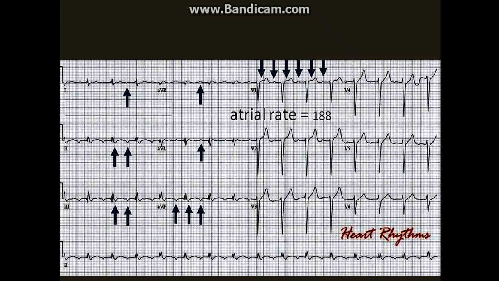What is this rhythm? Atrial tachycardia is typically defined as a regular atrial rhythm with a rate around 100 to 240 beats per minute with an isoelectric baseline. Atrial flutter, on the other hand, is defined as a reentrant arrhythmia with a regular pattern at a rate above 240 beats per minute with characteristic flutter waves.